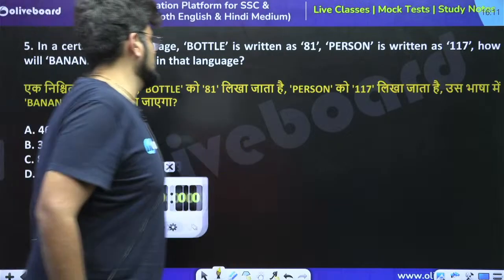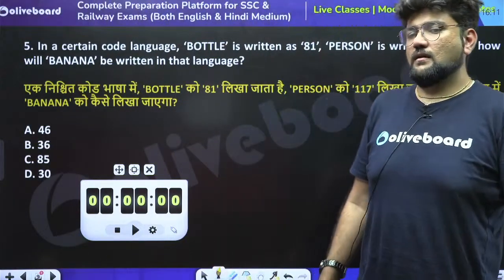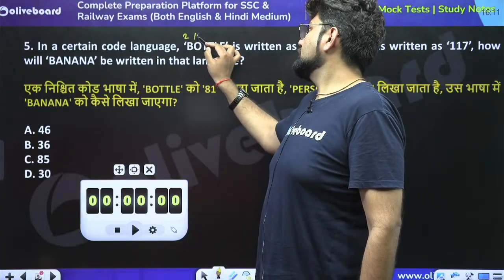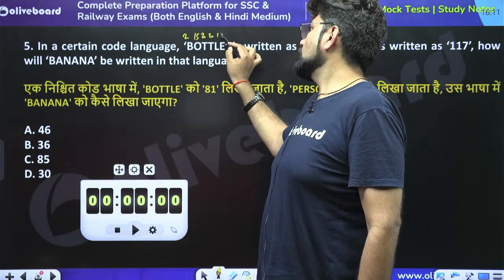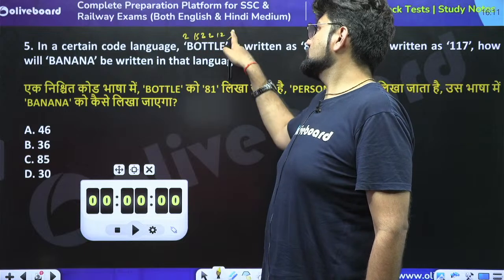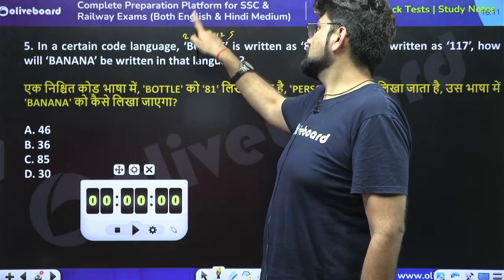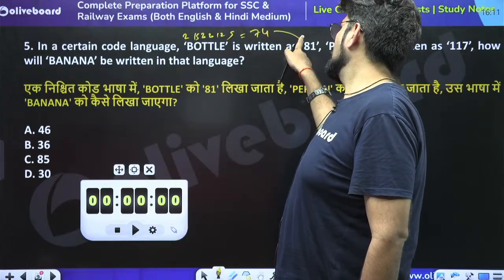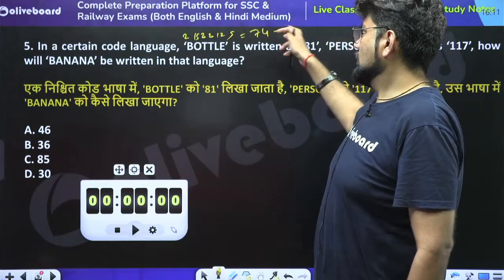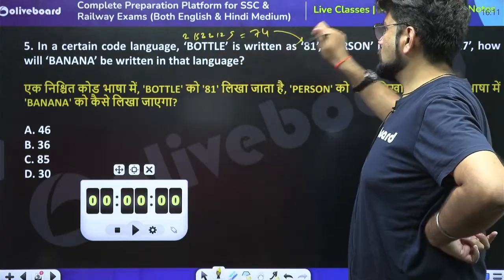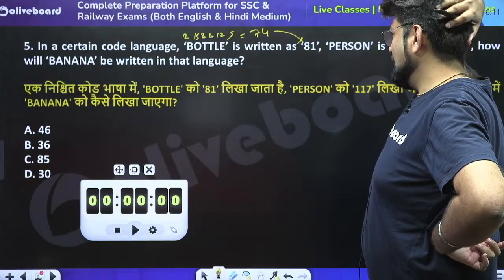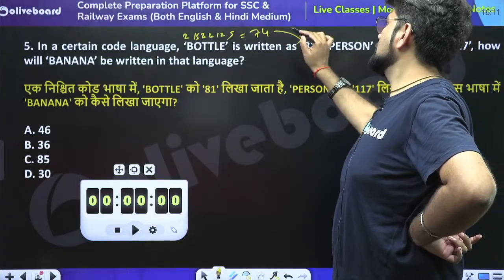Okay, bottle is written as 81. Add up the letters of bottle. So 2, 15, 20, 20, 12, 5. 15, 5 is 20, 20 into 3, 60. 60 plus 14 is 74. Now 74 and 81 seem to be close. But if you also take the reverse one, it's not going to come closer like this. And 74 plus 7 is giving me 81.